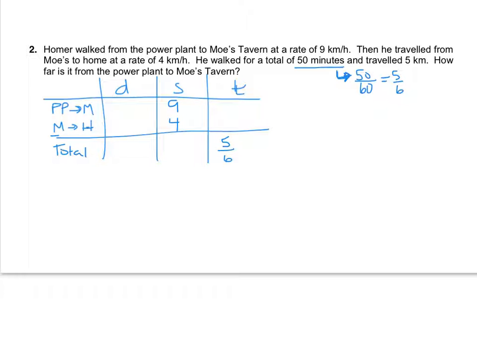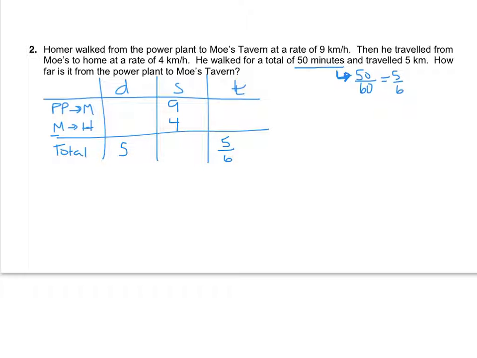And I'm not going to change that into a decimal because it does give us a repeating decimal, and it's not great to work with. 5/6 is exact, so I'll leave it like that. He also traveled a total of 5 kilometers. So we have that. And then it's how far is it from the power plant to Moe's Tavern?